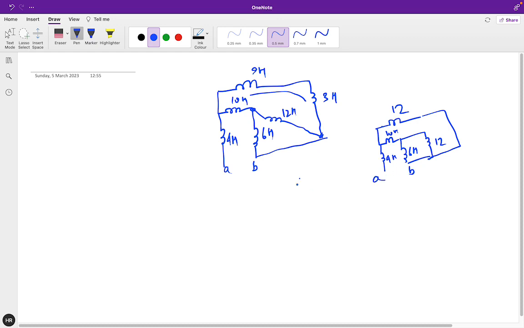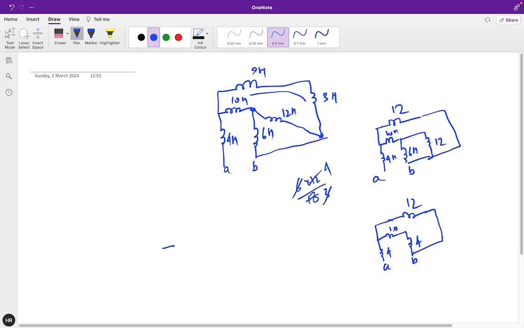So 6 and 12 are parallel. So 6 into 12 divided by 18. So 6 into 3, you are getting 4. So you got 12, 10, 4. This is 4, A, B. Right. Now this 10 and 4 are in series.